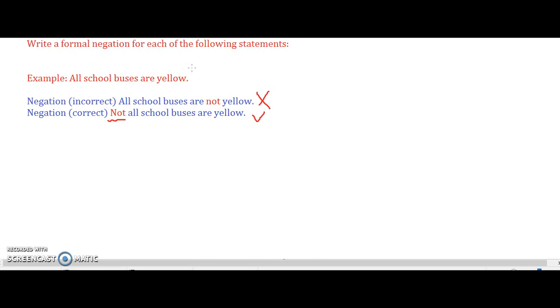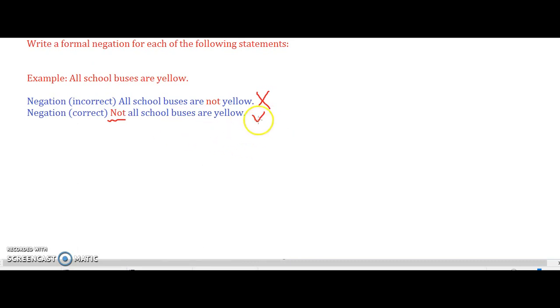But if you don't agree, you would mean some of them are yellow and some of them may not be yellow. So the correct answer should be not all school buses are yellow. So we should put not in front of all instead of in front of yellow. When we say not all school buses are yellow, that means there are some yellow school buses and also there are some not yellow school buses.